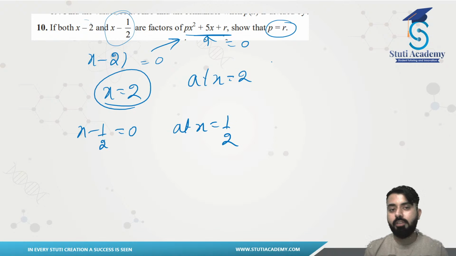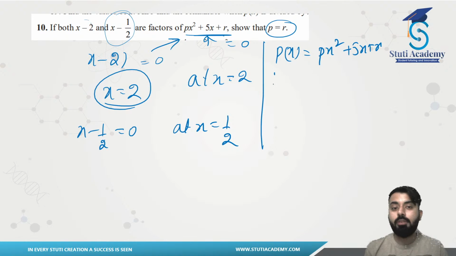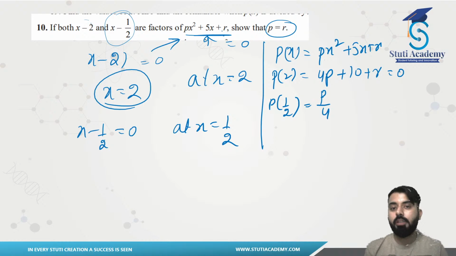So if I just put the values here, firstly p of x, which is what? Px square plus 5x plus r. So if I put x equals 2, I have what? P into 2 square, that will be 4p, plus 5 into 2, that will be 10, plus r equals to what? Equals to 0, right? And if I put x equals 1 by 2 here, I have what? P into 1 by 4, that means p by 4, plus 5 into 1 by 2, that will be 5 by 2, plus r equals to 0.